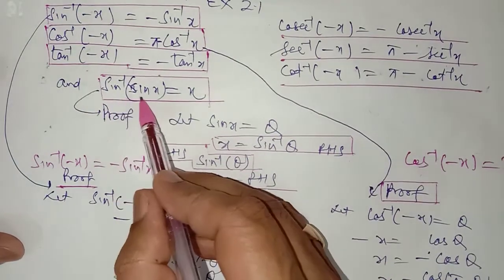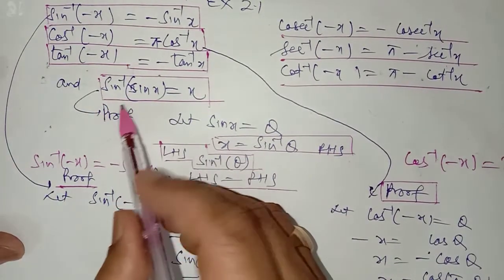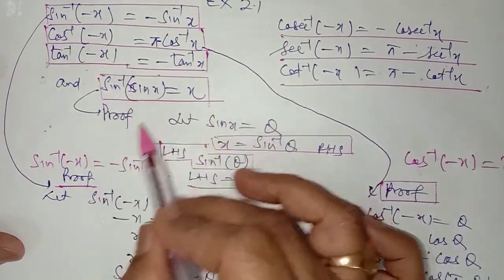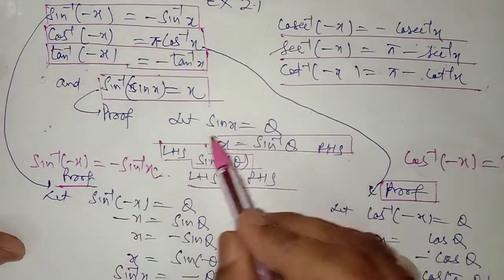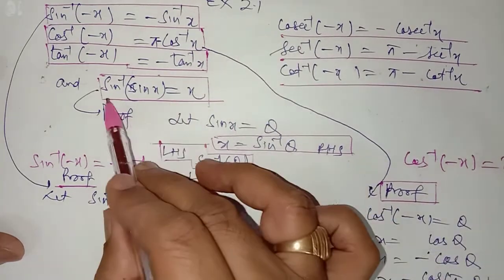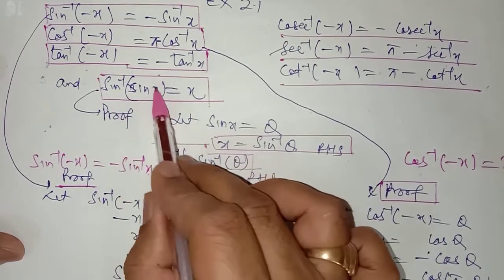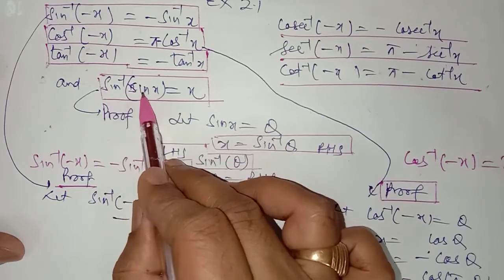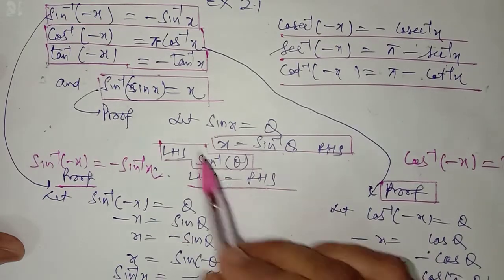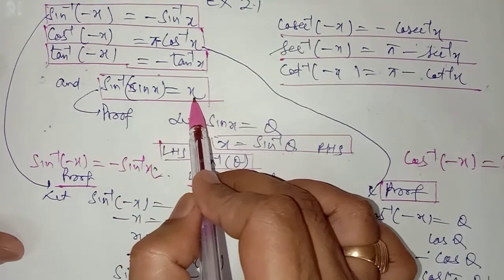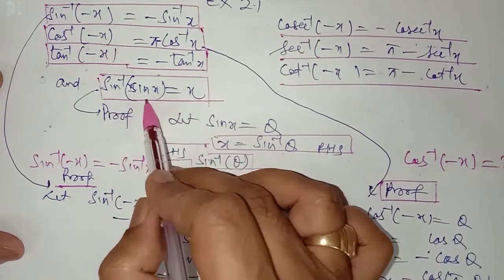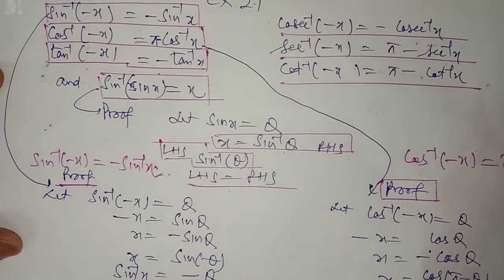Now, sine inverse sine x is equal to x, because we can easily prove it. If we let sine x equal theta, then the left hand side becomes sine inverse theta, and the right hand side x is also sine inverse theta, because we let sine x equal theta. So left and right become equal. So we can say that sine inverse sine x is equal to x. Similarly, for all inverse trigonometric functions: cos inverse cos x is equal to x, tan inverse tan x is equal to x, and the remaining also.